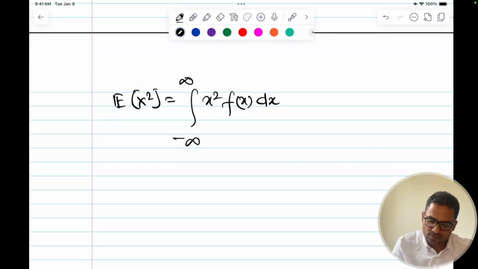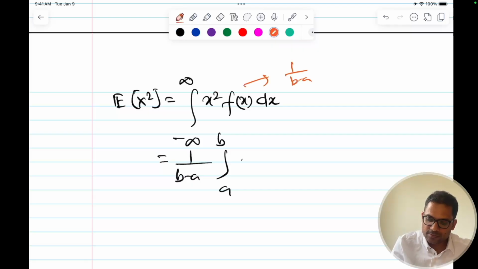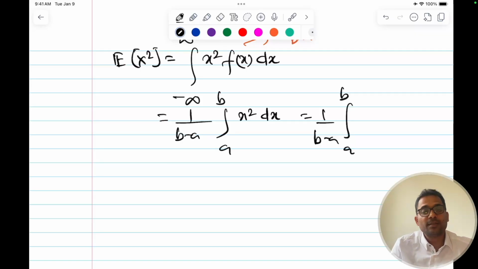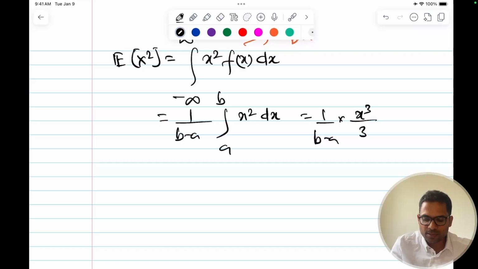Let's plug the values now. We know that this is defined over a to b, so f of x will become 1 by b minus a. I'll go fast now. Integral from a to b, and f of x was 1 by b minus a. I brought it outside. What remains inside? X square dx. This is equal to 1 by b minus a, integral a to b of x square dx. Again, increase the power by 1 and divide by the same number. This is for the range a to b.